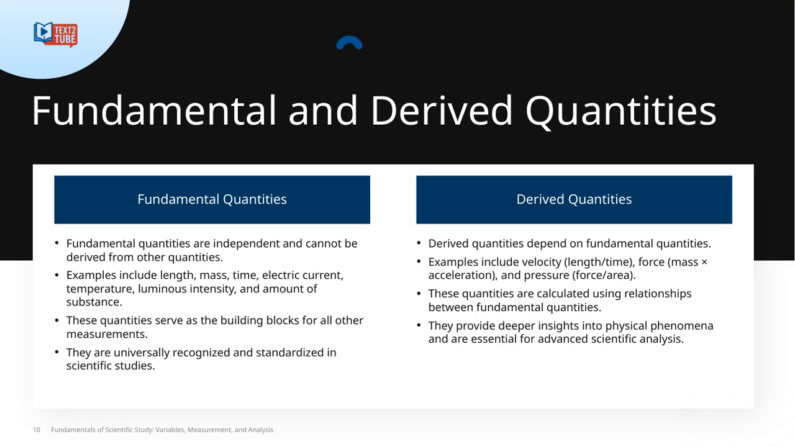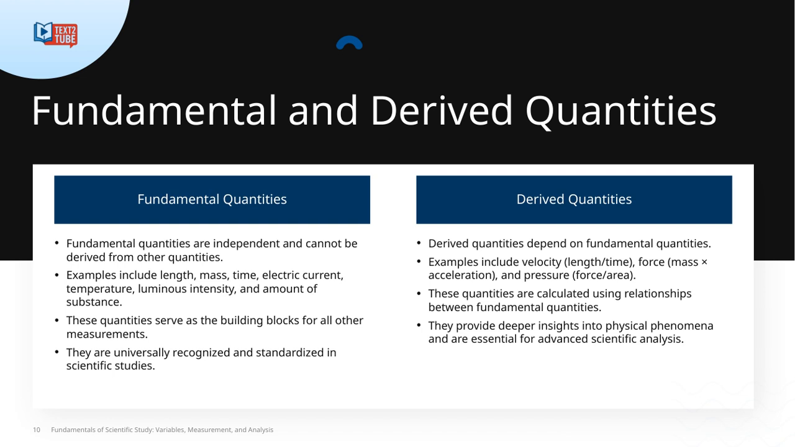Fundamental quantities are the basic building blocks of all scientific measurement. They are independent, meaning they cannot be derived from other quantities, and they form the foundation for understanding the physical world. Examples include length, mass, time, electric current, temperature, luminous intensity, and the amount of substance. These quantities are universally recognized and standardized, ensuring consistency across scientific studies.